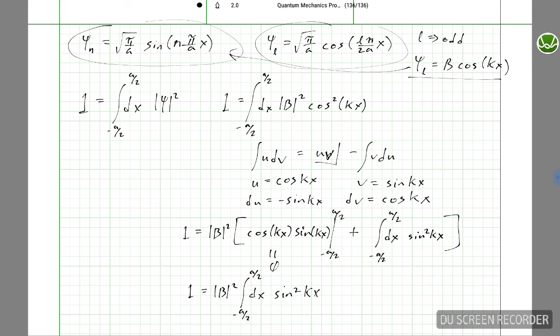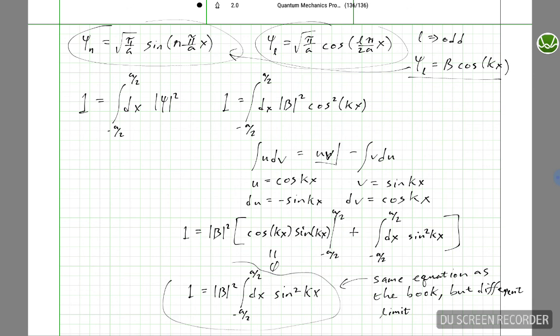Sine is even, we can go ahead and take that from 0 to a half, whatever we want to do there. But we get the same equation as the book. Same equation as the book, but different limits. Same width though. So since the integral is the area under the curve, since the width of this is still a, we will get the exact same normalization constant because we're doing the exact same integral. Isn't that fun?